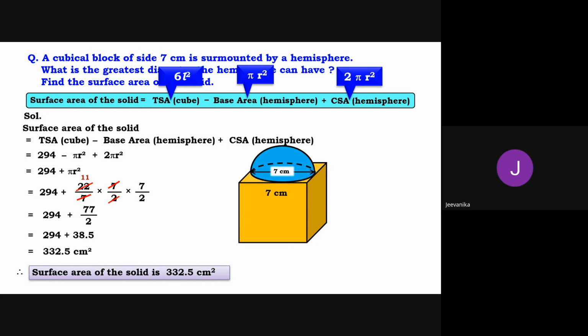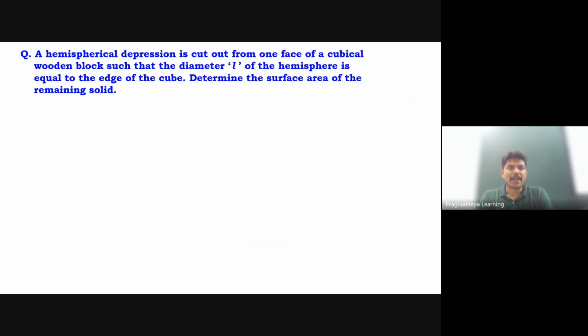Okay. Yes, sir. The next question is, a hemispherical depression is cut from one face of a cubical wooden block such that the diameter L of the hemisphere, please note that students, that is L, not 1. Please see the question. It's the diameter L of the hemisphere is equal to the edge of the cube. So determine the surface area of the solid.